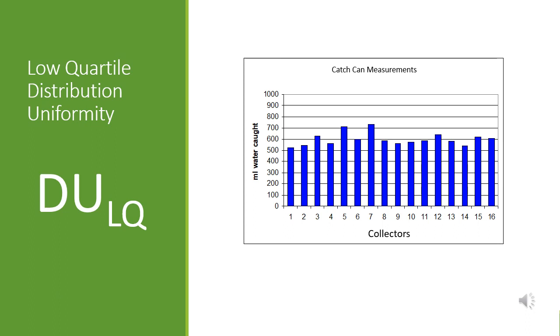To calculate DU, we need to go and put some buckets underneath our irrigator and collect some water. So for this example that we're going to be working through, we've gone into the paddock with 16 buckets, we've placed them under a travelling irrigator, we've brought them back and we've put them into an Excel spreadsheet and we've produced this graph.